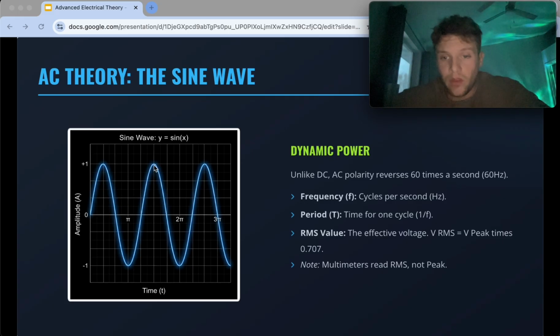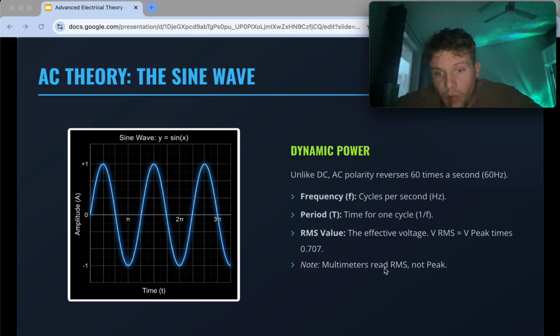The RMS value is the effective voltage. This becomes important in our industry, right? Because the power output for a certain voltage in DC is not the same as it is in AC, right? So the effective voltage, VRMS, equals the peak times 0.707. Note, multimeters read RMS, not peak. So it's all designed in our meters.